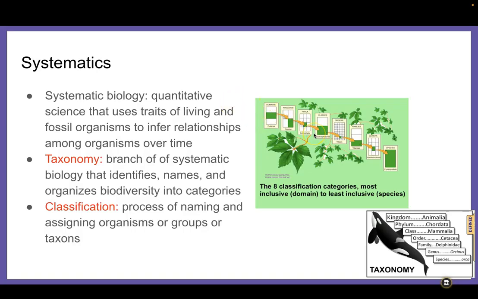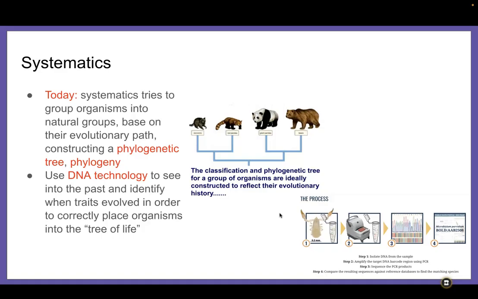So just this idea that we can look at commonalities and we can group them more specifically, right? Here's our orca whale. We could go through our kingdom, phyla, class, order, family, genus, and species to get down to how we refer to the orca whale generally. So classification is just the process of naming and assigning organisms or groups taxons, right? Putting them into these orders and figuring out what their names are based on their relationships.